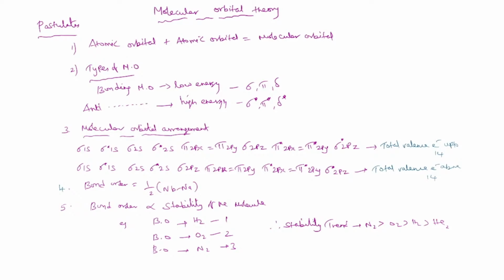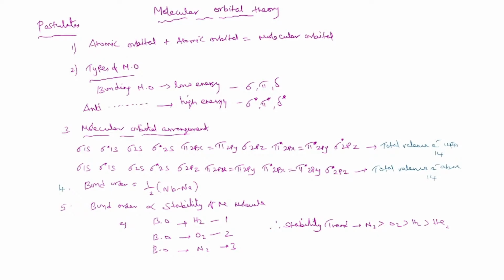Here the order is: sigma 1s, sigma star 1s, sigma 2s, sigma star 2s, pi 2px, pi 2py, sigma 2pz, then pi star. After bonding is over, we have to put anti-bonding. Keep this in mind: wherever an asterisk or star symbol is there, that is anti-bonding. We can follow this order up to a total of 14 valence electrons.